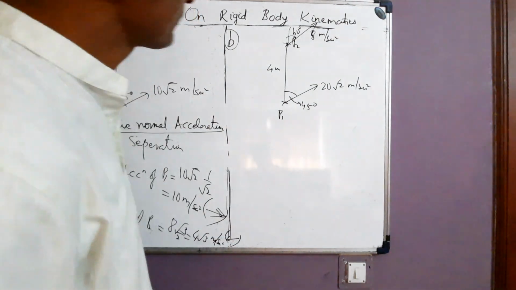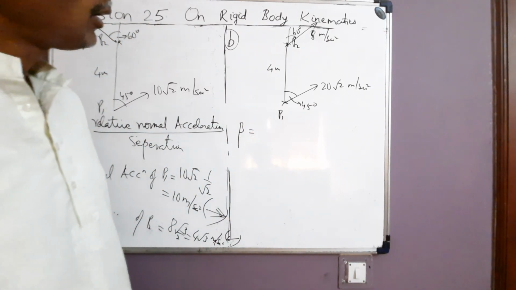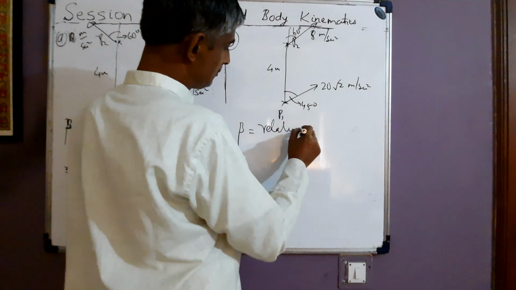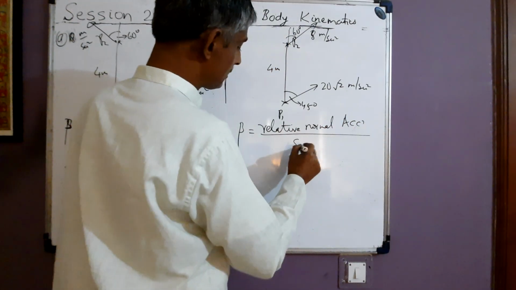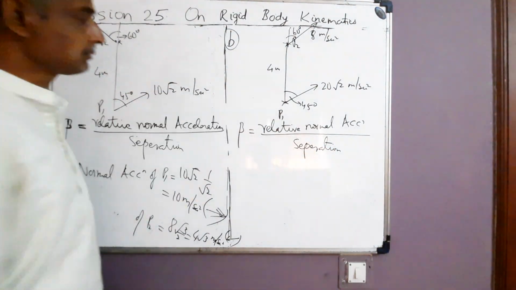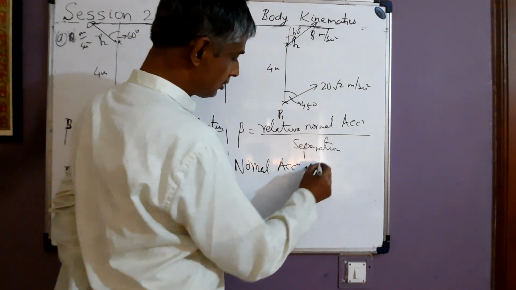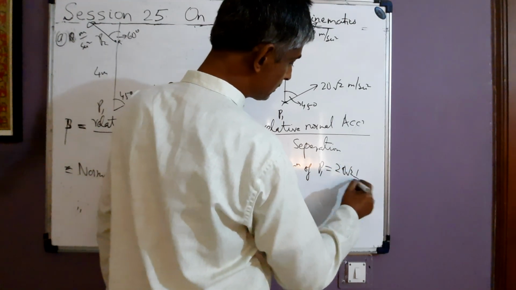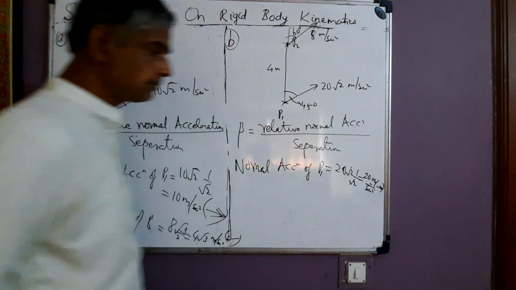Omega and beta both. So beta we find as usual, using the formula relative normal acceleration by separation. Now, what is the normal acceleration of P1? It becomes 20 root 2 sine 45 degree. Sine 45 degree becomes 1 by root 2, so 20 meter per second square in rightward direction.